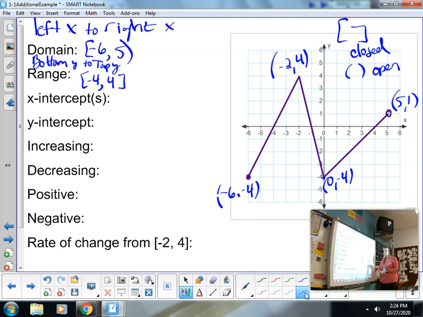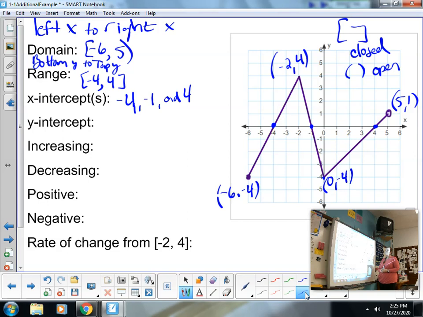Your x-intercepts, that's where your graph crosses the x-axis. There are 3 places where we cross the x-axis: -4, -1, and 4. So -4, -1, and 4. We're just going to list those out. We're not going to write those as ordered pairs or anything. There's just 3 separate x values. If you were to make them ordered pairs, you would put a 0 in the y position because all x-intercepts have y values of 0.